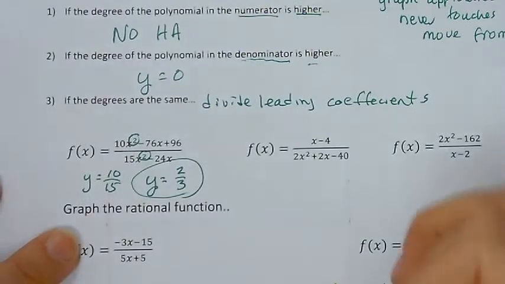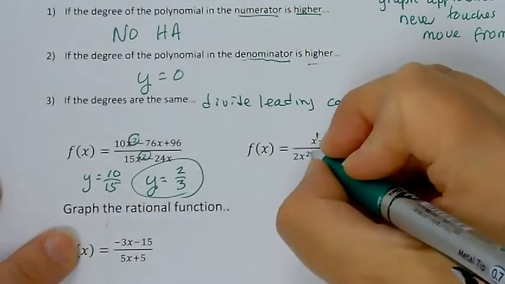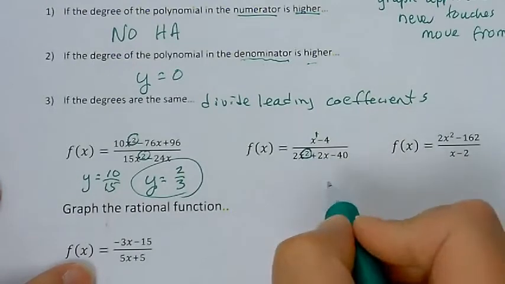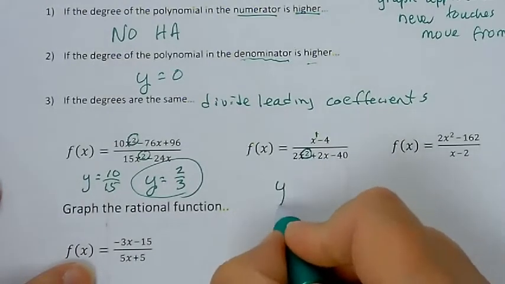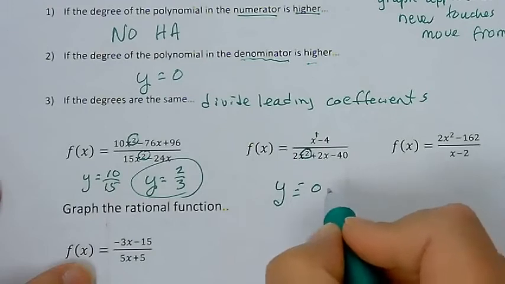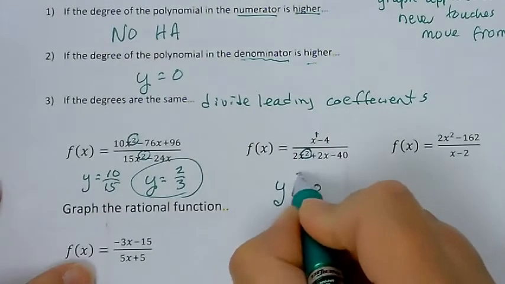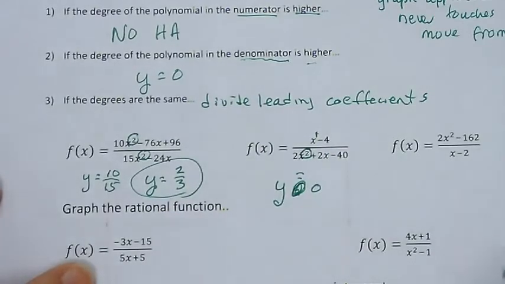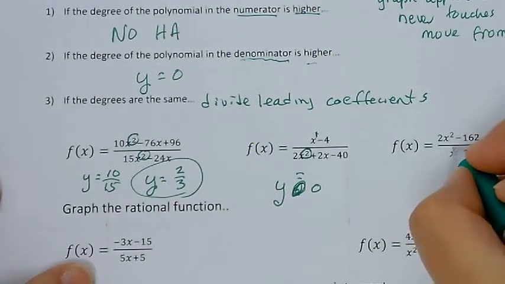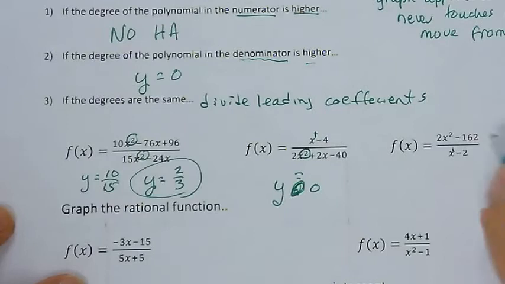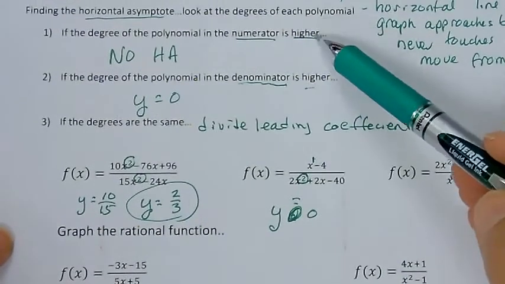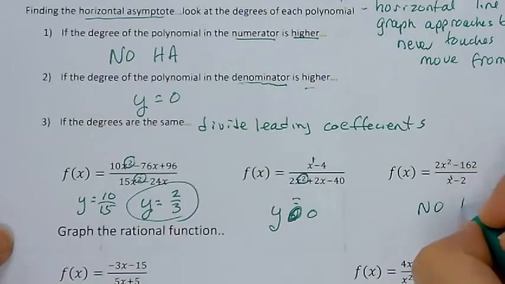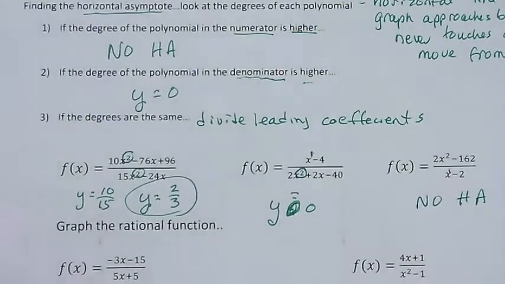Look at the next one. This one is x to the first, and this one is x to the second. So the degree in the denominator is bigger, so this one is going to be at y equals 0, because when the denominator is higher, it's y equals 0. On this one, this is x squared, and this is x to the first, so it's higher in the numerator. So we go back to this one, and we say this one has no horizontal asymptote.